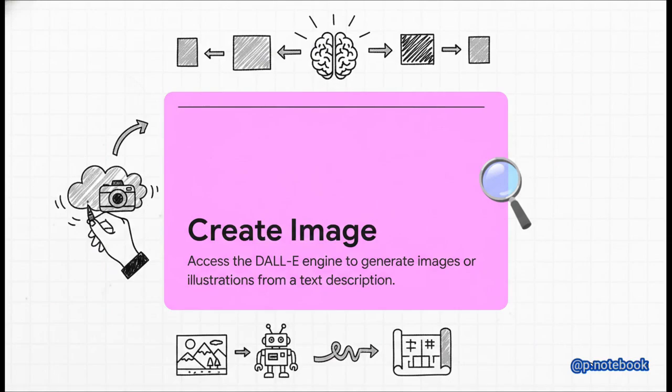Your cockpit also has a pretty amazing creative tool. When you activate Create Image, you're tapping right into the DALL-E engine. You can just describe any image, diagram, or illustration you need for your project, and your AI co-pilot will generate it for you right on the spot.